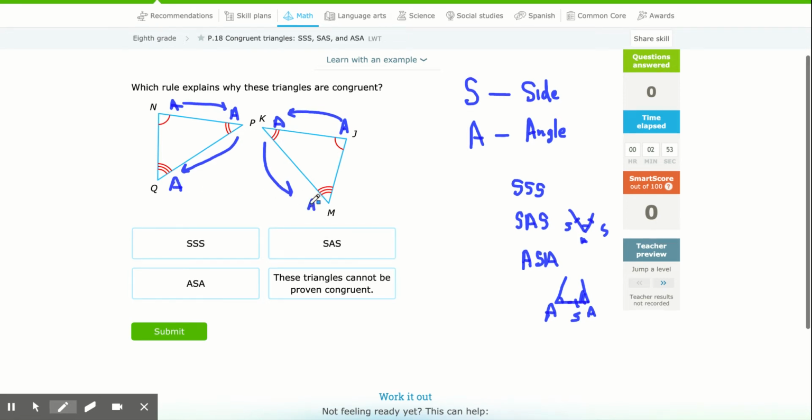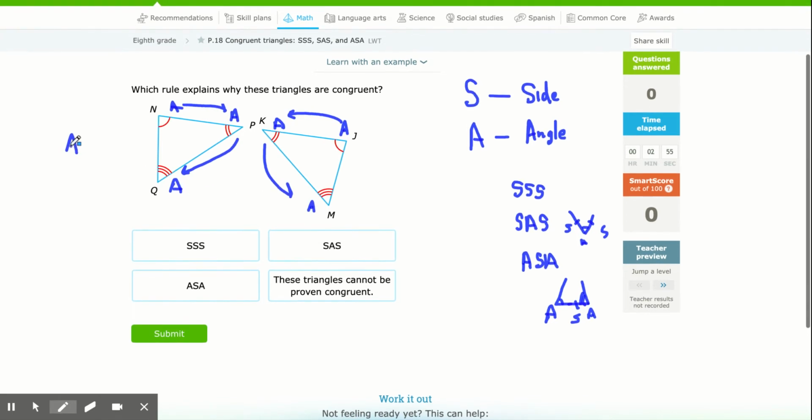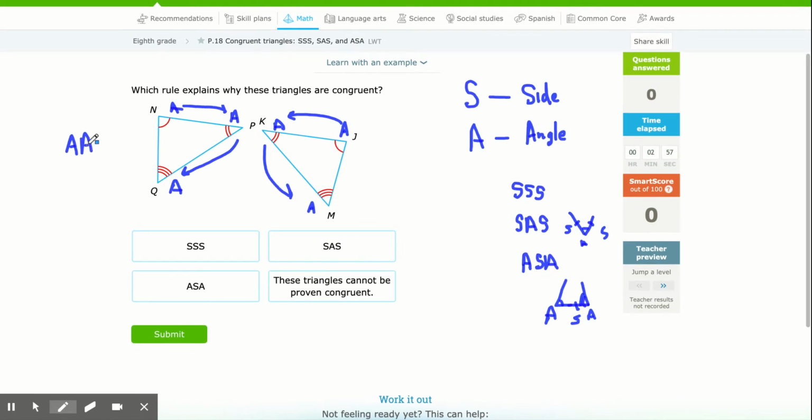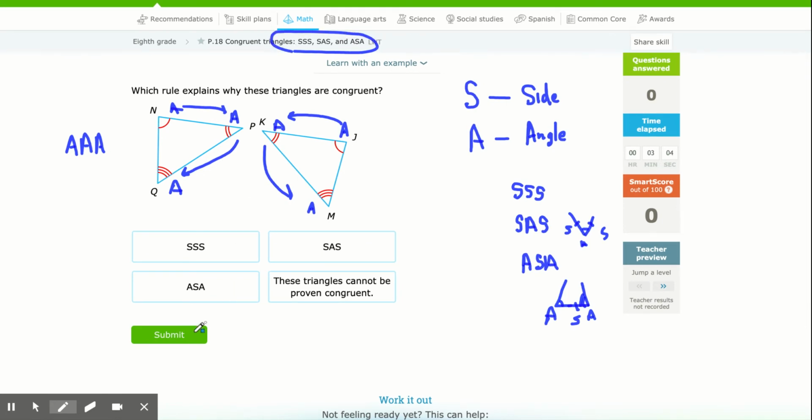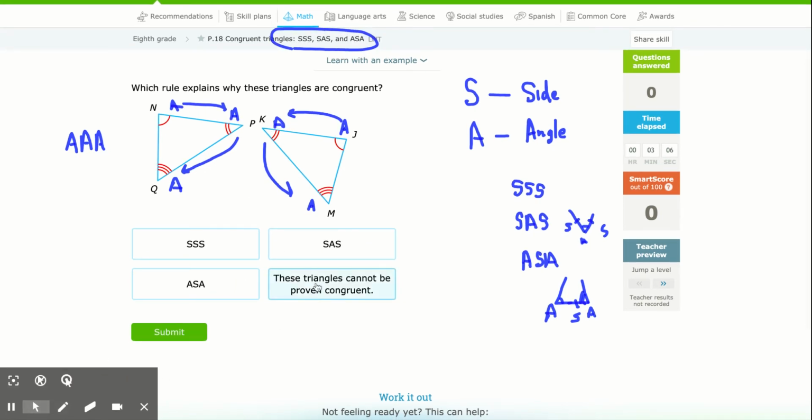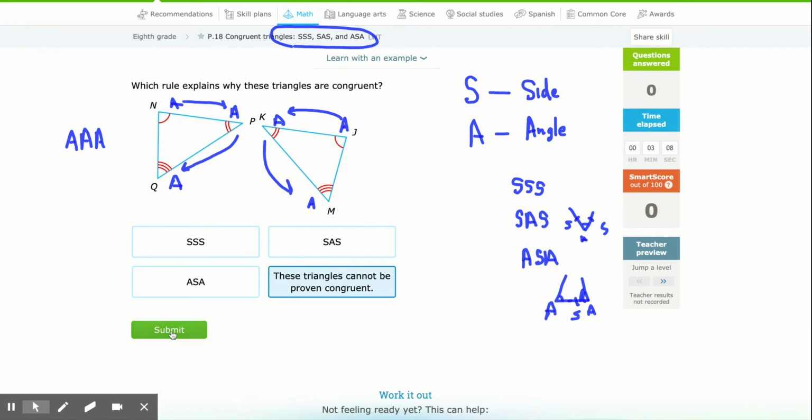But the thing is that's angle, angle, angle. And that is not a congruency postulate. We only have these three right up here. These three. Angle, angle, angle is not in here. So for this one, you would say these triangles cannot be proven congruent.